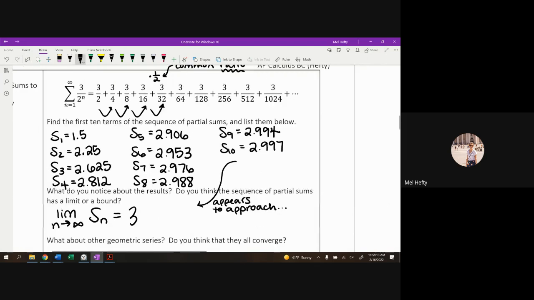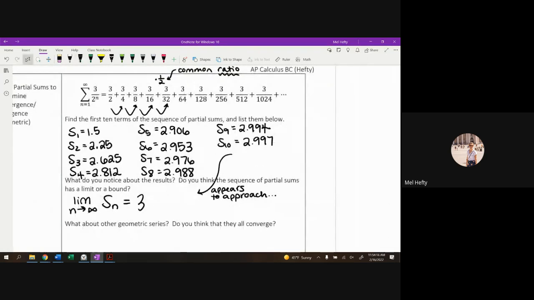So do you think this geometric series converges or diverges? Converges. All right. And what do you think the sum is? Where did we converge to? 3. So what that's saying is if I add all of these infinitely many numbers up, I get 3.